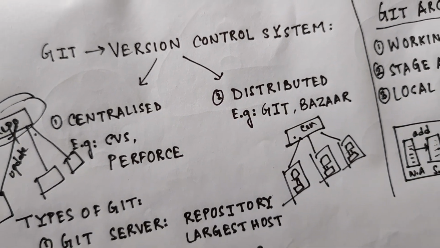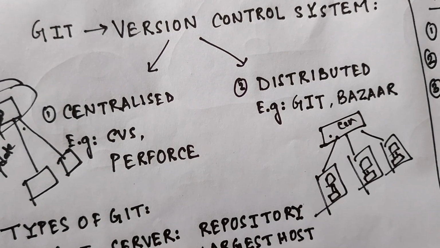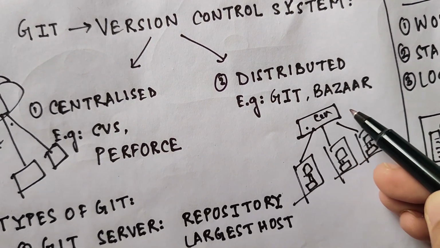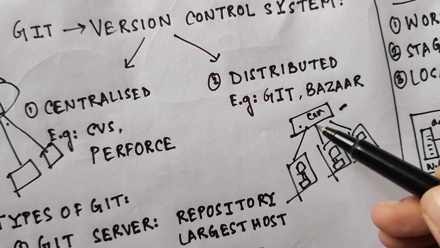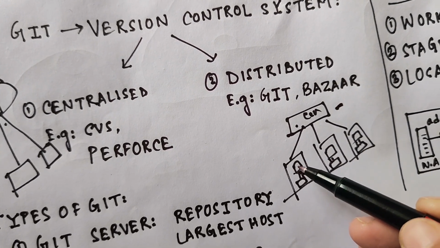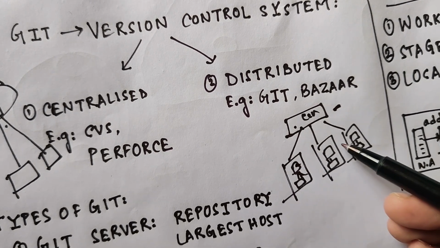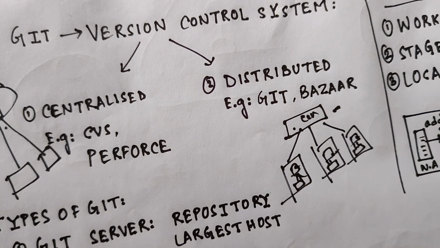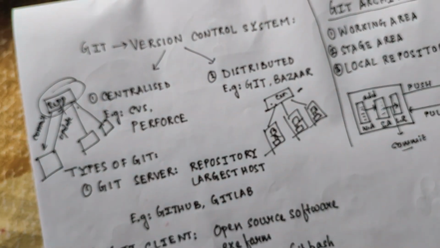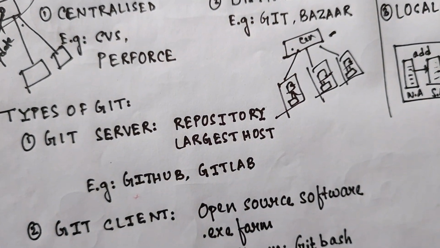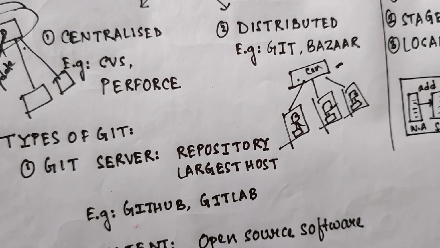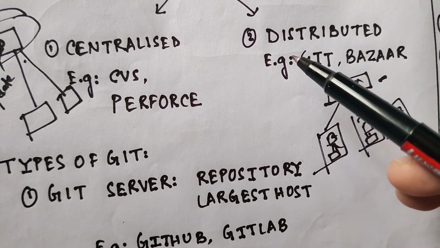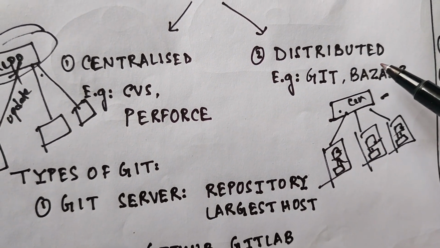So here the main thing is, if this main server dies, the files will not die. They will be stored, copied exactly the same in these local repositories. So even if the main server dies, the files will not be lost. They will be stored in the distributed repository, in the local repository. This is the work of a distributed version control system.